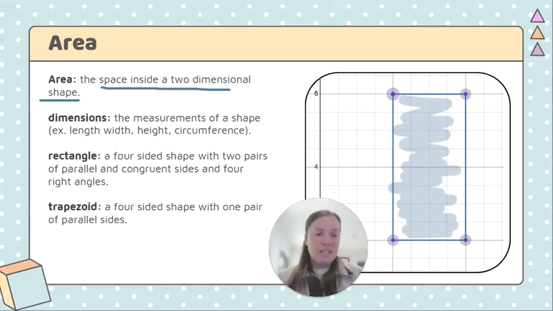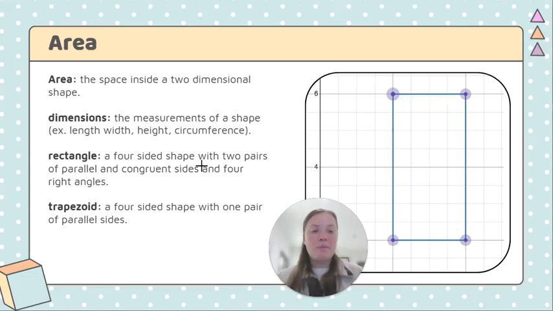Now, just as a bit of a reminder, remember that a rectangle is a four-sided shape. Opposite sides are parallel and congruent, and all angles are 90 degrees. Something else that the unit is going to touch on is solving area with trapezoids. I'm not going to go over that in these videos, but just keep in mind that a trapezoid is a shape that has one pair of parallel sides.